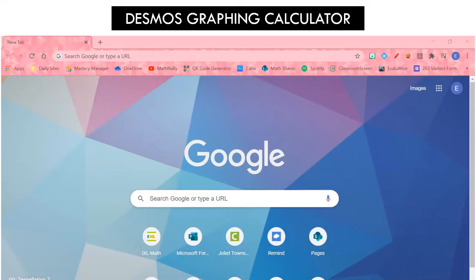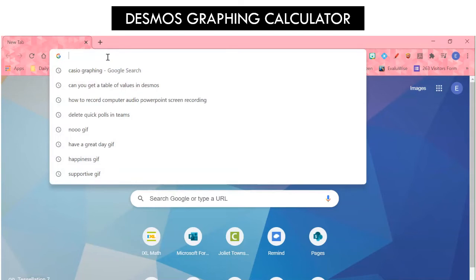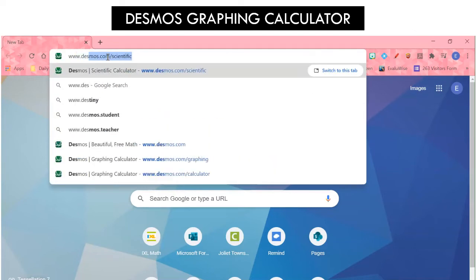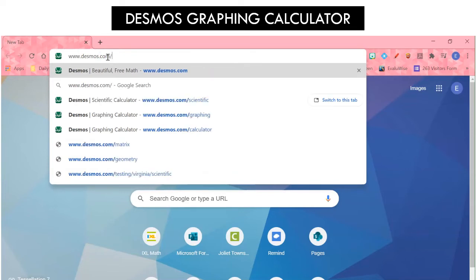In order to use Desmos to find a table of values for our function, we are going to need to use the graphing version of the Desmos online calculator. You can also download the graphing calculator Desmos app for your phone. In order to get there on your computer, you're going to type in www.desmos.com/graphing.